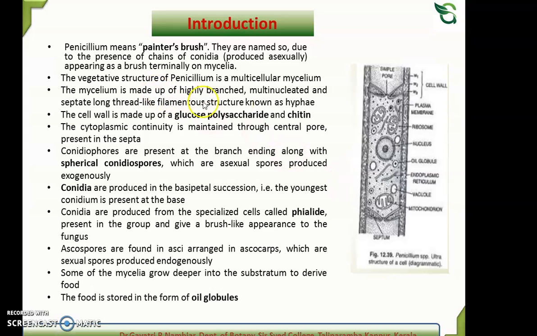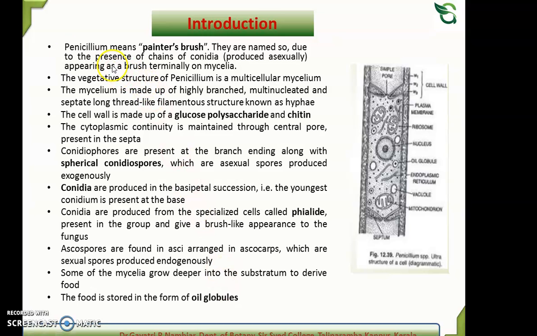Then a brief introduction: asexual reproduction is by means of conidiospores which are formed exogenously, and sexual reproduction is by means of ascospores which are formed endogenously. And the food material is mainly stored in the form of oil globules. Now we will discuss in detail the asexual as well as sexual reproduction in the coming slides. Okay, so this is about the vegetative structure.